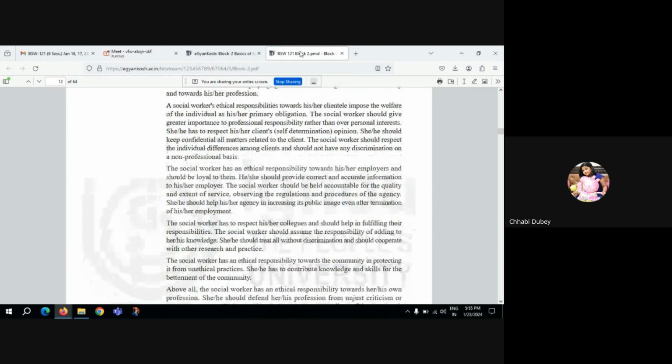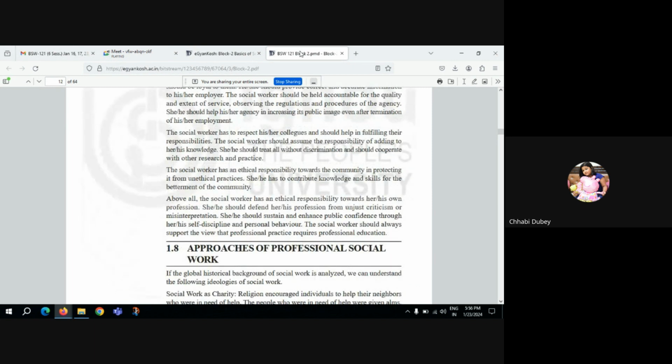Then the social worker has to respect their colleagues and fulfill their responsibilities towards them, adding to their knowledge, treating them without any kind of discrimination, okay, cooperating with them. All of these are some of the responsibilities towards their colleagues. Then, responsibility towards the community includes protecting it from any unethical practices and contributing to the overall betterment of the society.